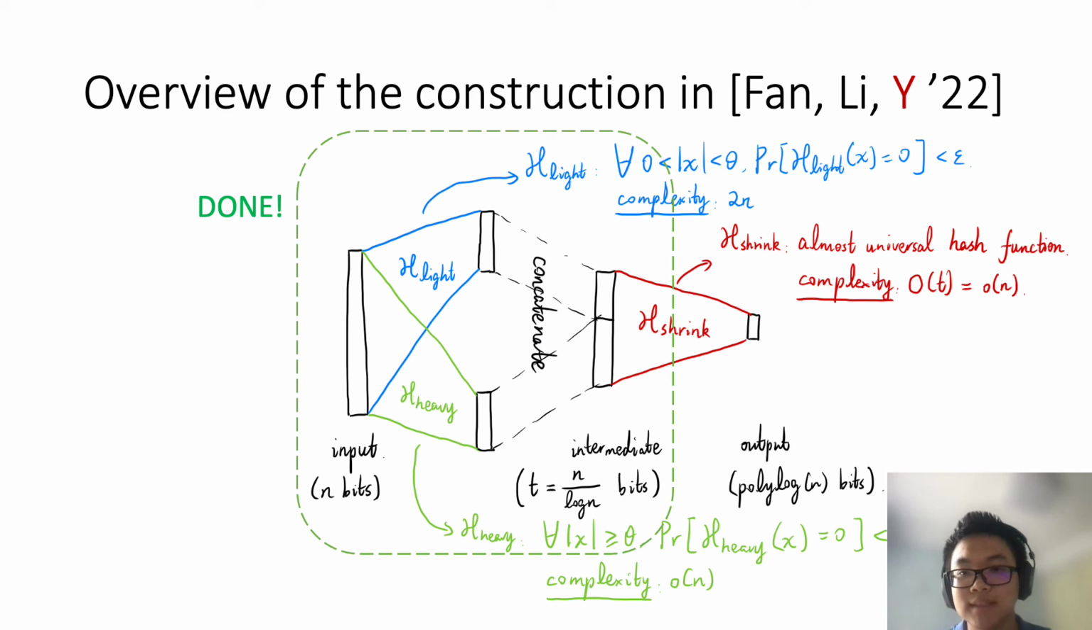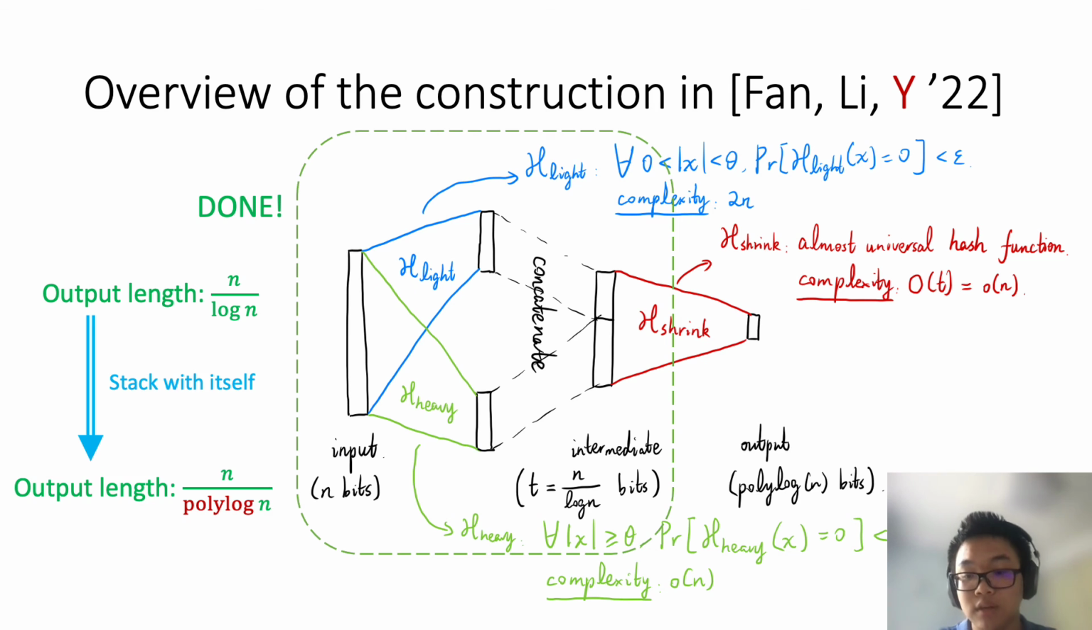The complexity is still 2n plus little o of n, and we reduce the seed length to polylog n, and it is strongly explicit and polylog time uniform. Good. But the output length is n over log n, and this is a little bit not enough. What we do now is to stack it with itself for a constant number of times, so the output length becomes n over polylog n.